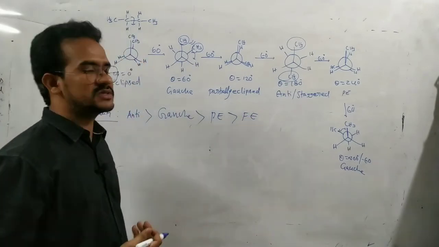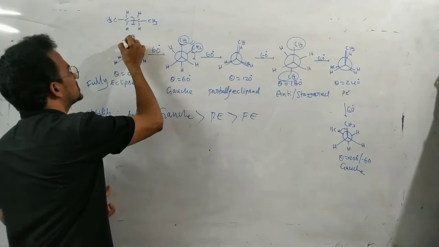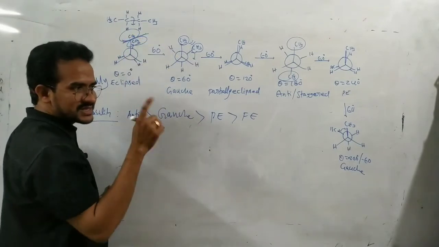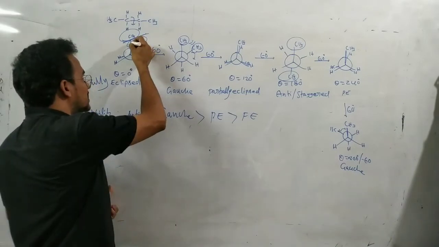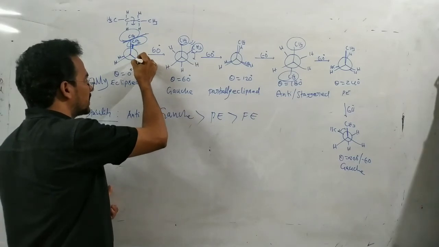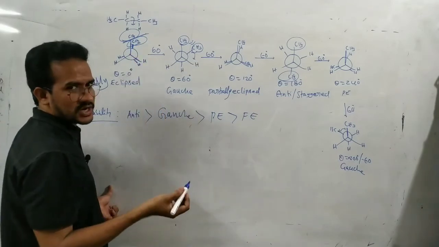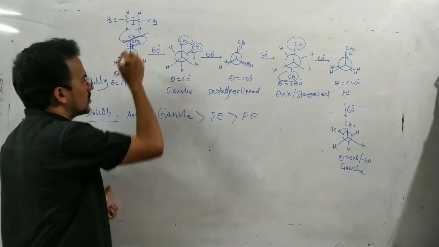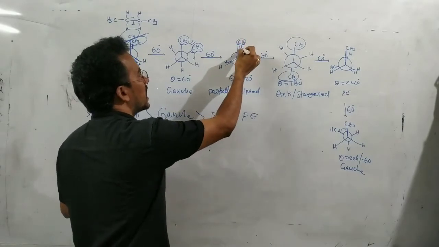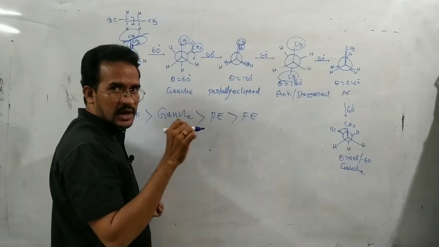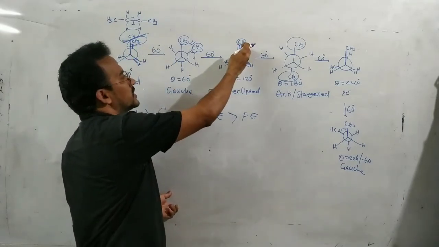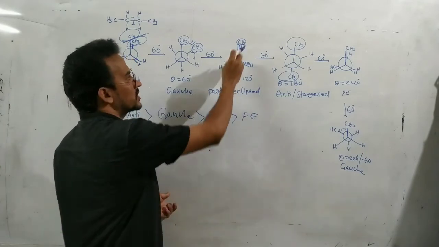Why are these eclipsed conformations less stable? You see this one, this is the bulky methyl, this is the bulky methyl, so more repulsion. So there is steric strain, and as well as this carbon-carbon sigma electrons and carbon-hydrogen sigma electrons repel each other. That means there is torsional strain, and there is van der Waals strain. Now here again the partially eclipsed conformation, this methyl and hydrogen, methyl is bulkier and hydrogen is smaller. So when compared with this one, here there is less van der Waals strain.